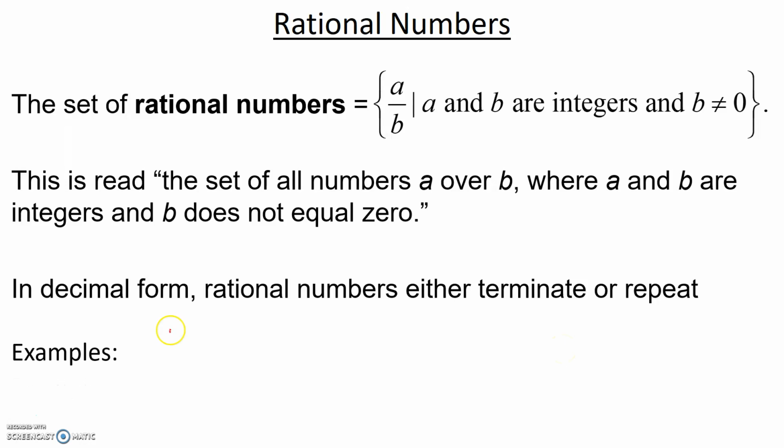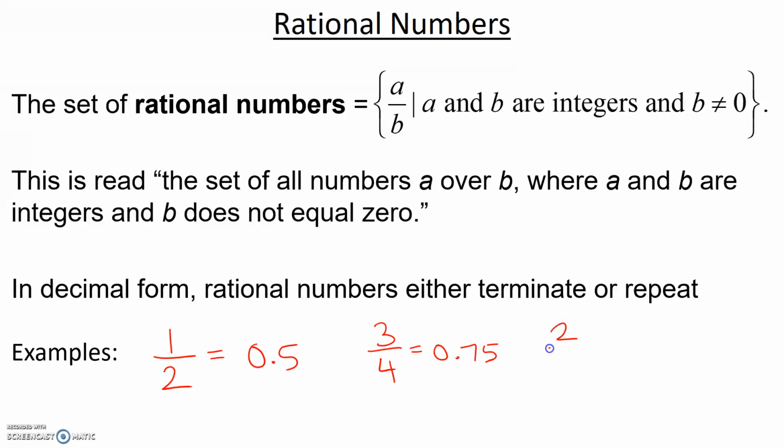Here are some examples. 1/2 is a rational number since it can be written as a over b, where a and b are integers and b is not equal to 0. In decimal form, 1/2 is 0.5. Here's another example. 3/4 is a rational number since 3 and 4 are both integers and b is not equal to 0. In decimal form, we can write this as 0.75. 1/2 and 3/4 in decimal form terminate.